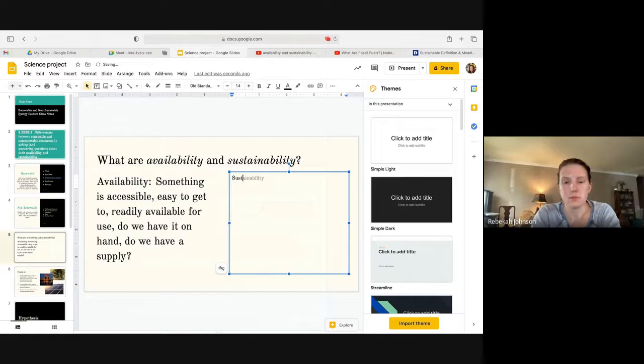Sustainability. Oh, I need to make my text a little bigger, don't I? This is hard for me to read.